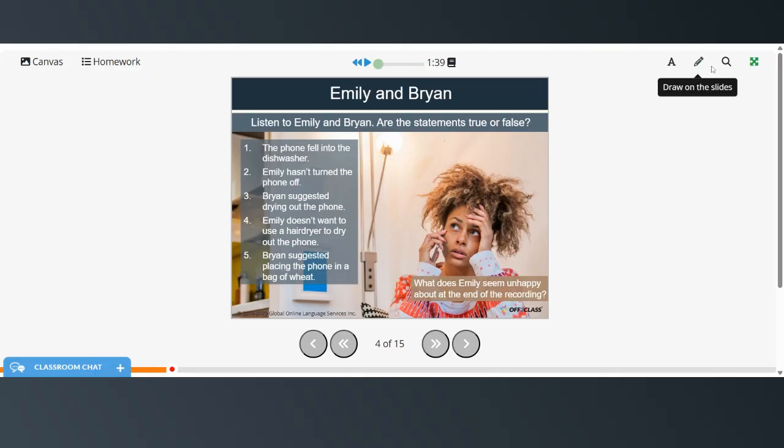Right, so the phone fell into the dishwasher. That is false. It was the washing machine. Emily hasn't turned the phone off. That was false. She said it was on when she rescued it, but she turned it off. Brian suggested drying out the phone. That's true. Emily doesn't want to use a hairdryer to dry out the phone. That's false. When he suggested that, she said it sounded like a good idea. And Brian suggested placing the phone in a bag of wheat. That's false. It wasn't wheat, it was rice.